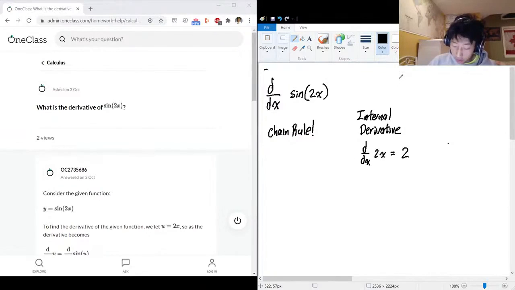So we need to do that. It is equal to, well, what's the derivative of sine? The derivative of sine is cos, positive cos. So let's just put that in as a positive cos. When you're doing the chain rule, for your external derivative, you keep the inside the same. So 2x stays the same, but you multiply with the internal derivative, which in this case is 2.